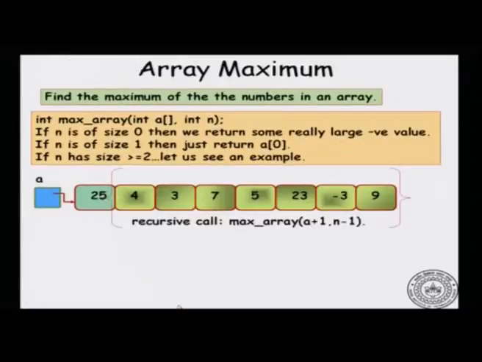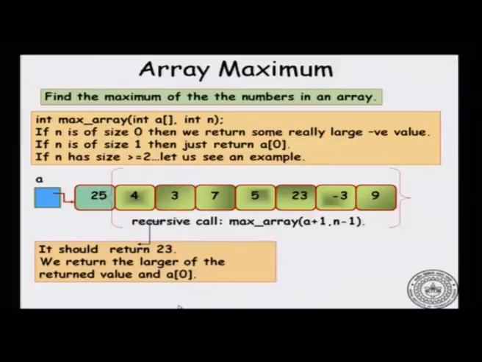Okay. So, in this example, the maximum of the tail subarray will be 23, okay, and let us say that A0 is 25. So, the maximum of the whole array will be the greater of the two numbers 25 and 23. Okay. So, in this case, the maximum value will be 25, which is A0. So, now let us write this code.